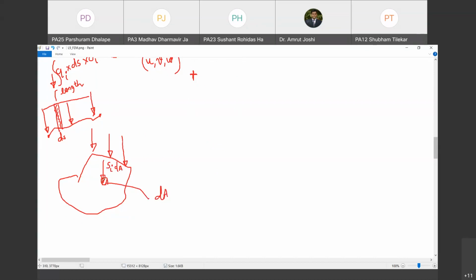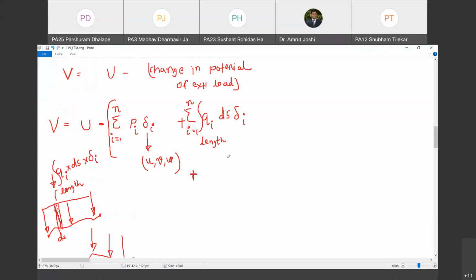SI multiplied by dA is going to be the small point load here multiplied by delta I, and its integration over the area. So similar to this, I'm going to write this as SI multiplied by dA multiplied by delta I, integration over the area AI, and summation I running from 1 to n, because we have such n surface loads.